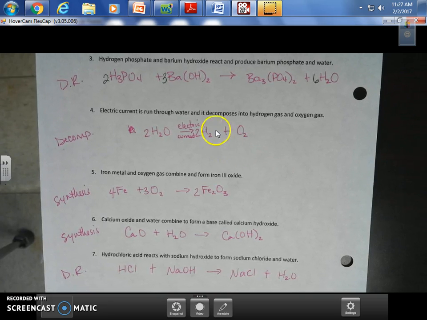Okay, so here's the key for 3 through 7. You will notice I put parentheses around OH before I cross that charge. Make sure that you do that. Electric current was called a catalyst for this reaction. All catalysts will go over the yield sign. They're not part of the reactants or products, but they make the reaction happen. They start it. So catalysts go over the yield sign, and that's why I put that there. The rest are pretty self-explanatory.